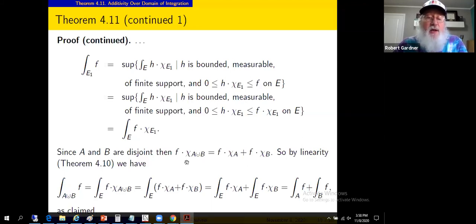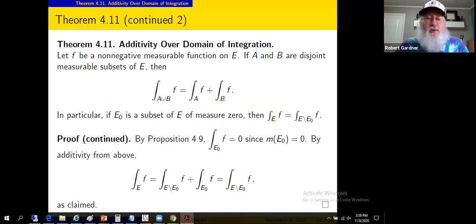So we can express the integral over A union B of f as the integral over E of f times a characteristic function on A union B. It's exactly what we had up here, where E sub 1 is taken to be A union B. We know this function can be written as this linear combination. That's why this shows up right after we've established linearity. We know the integral of the sum is the sum of the integrals. And we know, by what was established up here, that the integral of f times a characteristic function over a set equals the integral of f over that set. So this is the integral of f over A, this is the integral of f over B, and that's what was claimed.